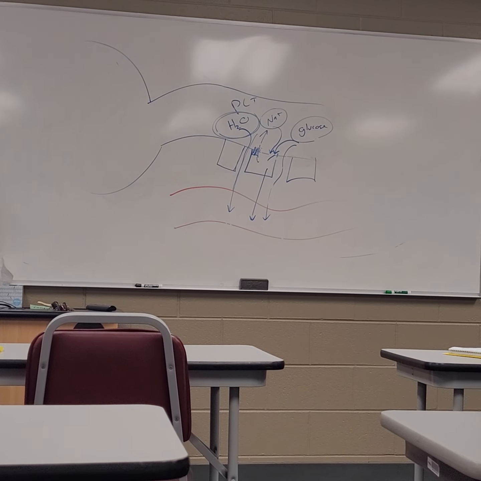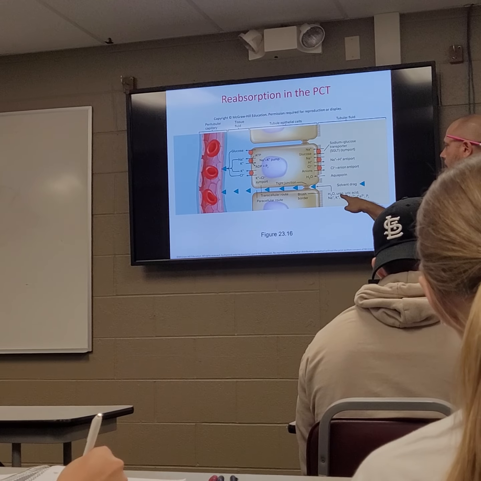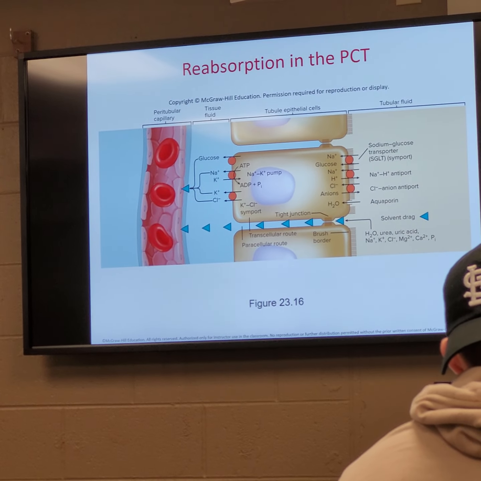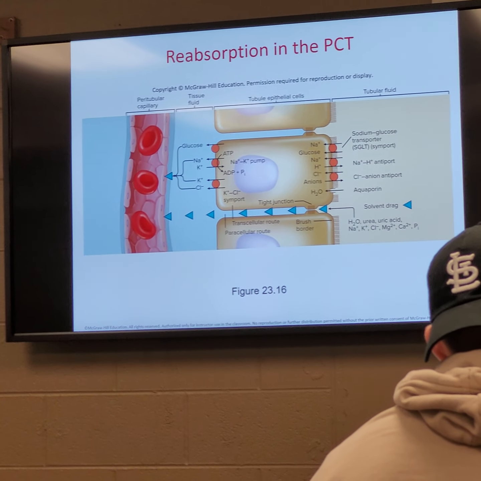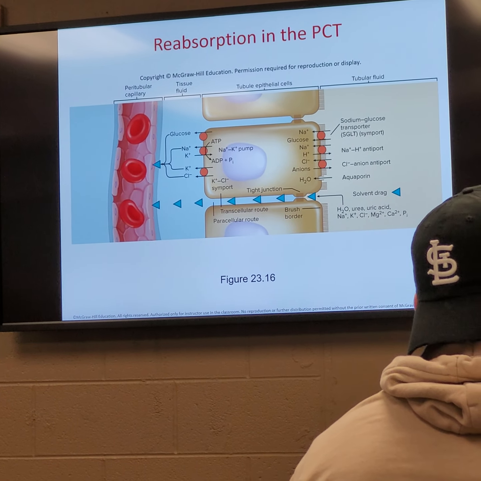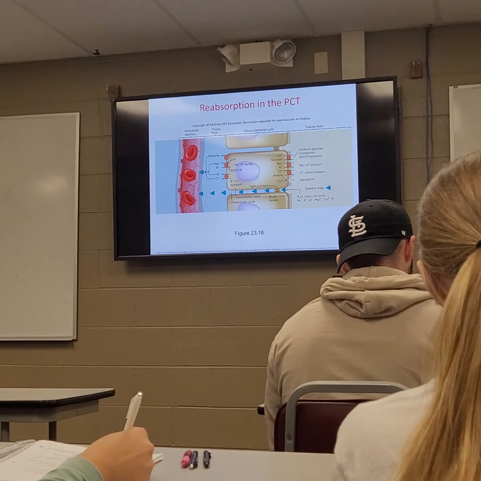As the water is pulled through, many, and you can just kind of summarize this as electrolytes, even though there are a couple of nitrogenous wastes there, urea and uric acid, many of the electrolytes that we're trying to pull back into the bloodstream are simply pulled in through that movement of water through the paracellular route.